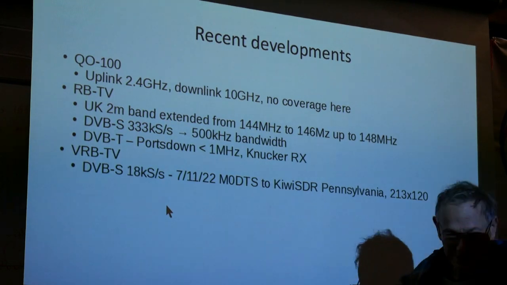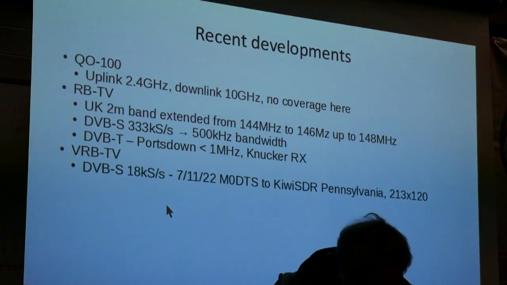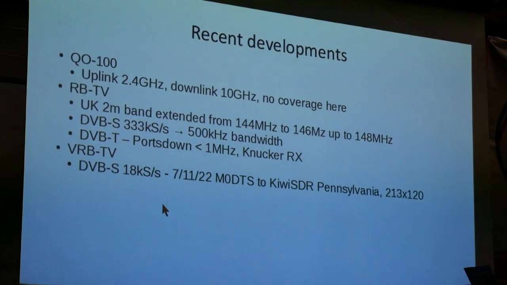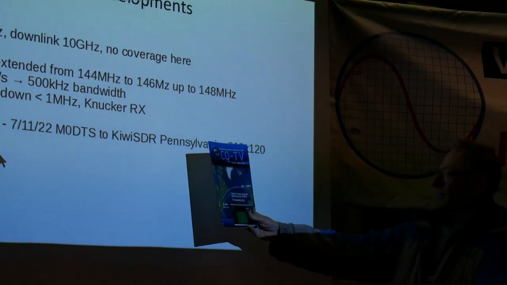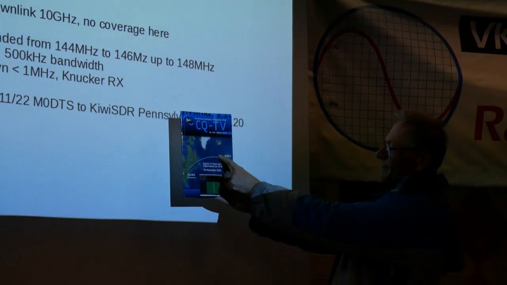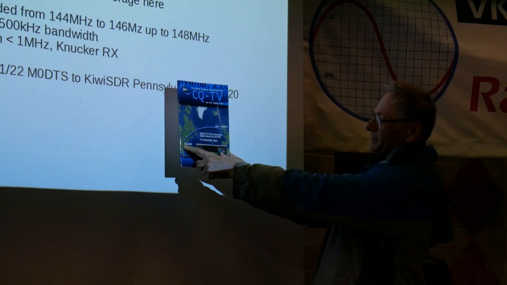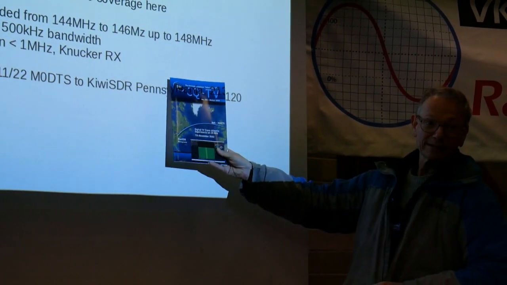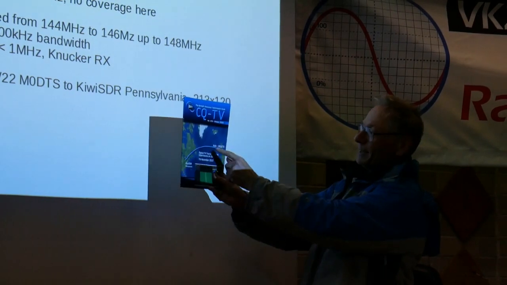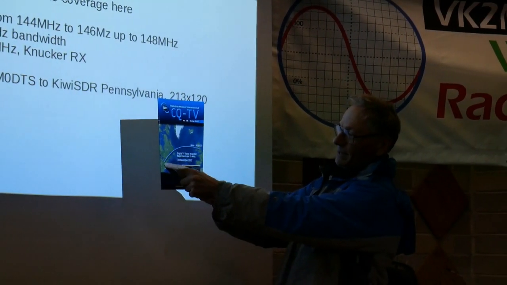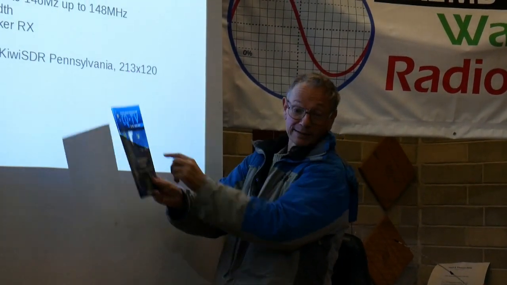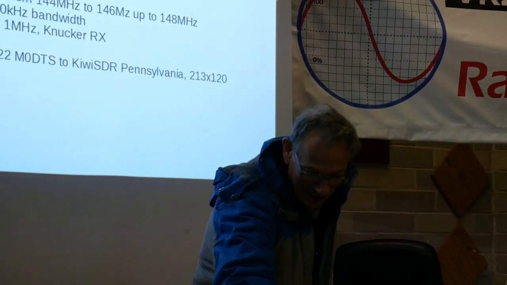And I think I've got the CQ TV here, which is the one that's got this picture on it, which is the world's first time this was ever done, which was Rob M0DTS in the UK, sending a signal on ATV transatlantic to a Kiwi SDR over here, which had enough IQ bandwidth on it that he could get the stream back there as IQ and decode it back in the UK. So that was the very first time that was done.